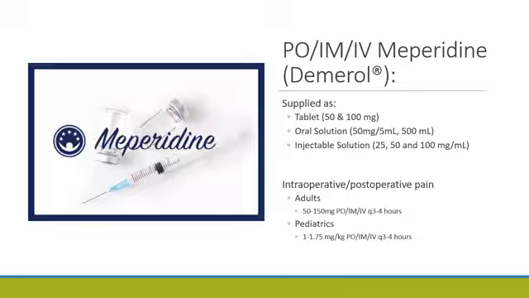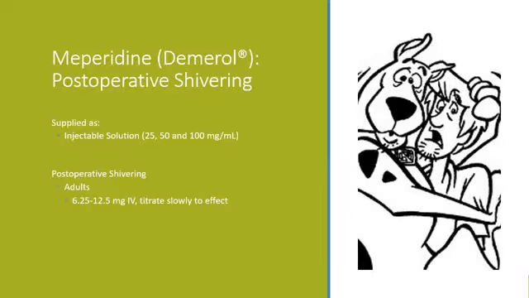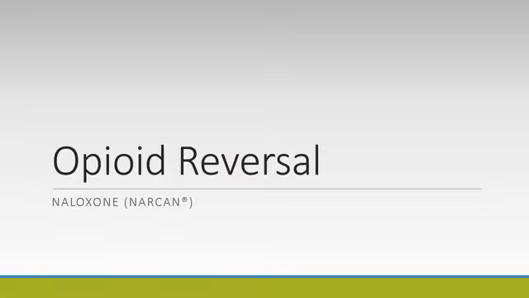You can see it comes in a variety of different ways, either in a tablet, oral solution, or injectable solution. And so we're just going to use whatever we need to. Like I mentioned before, the main reason that I use Demerol anymore is really exclusively for postoperative shivering. For that, I'm going to utilize the injectable solutions, and once again, we're going to use very, very small amounts. With adults, we'll start with 6.25 milligrams, maybe 12.5 milligrams. We'll give it IV, give it a few minutes, and titrate just until we get the shivering to stop.